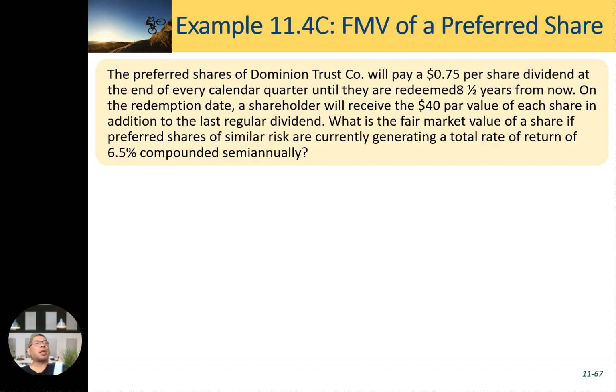And then another example here, preferred share, Dominion Trust. We pay about 75 cents per dividend every quarter. Each will be redeemed in eight and a half years. On the redemption date, the share will receive $40 par value each share in addition to the last regular dividend. What is the fair market value of the share if the share is similar in risk, generating a total return of 6.5% compounded semi-annually?